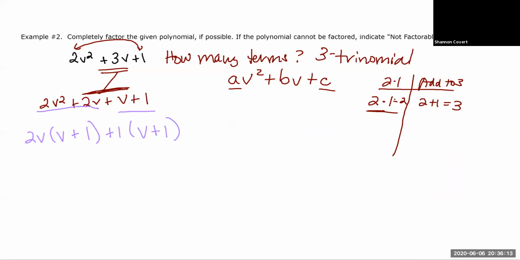All right. Now notice that what we have here is another common factor. That's what we call our binomial common factor. So we're going to factor that out, v plus 1. And then my other parentheses is going to have what's left, which is 2v plus 1. And I'm not sure why I wrote 11.